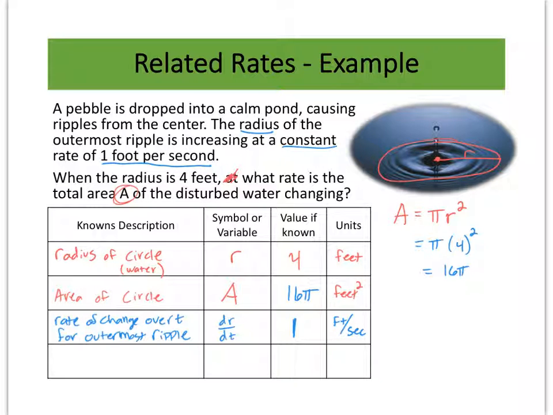And if I'm looking through this problem, when the radius is 4 feet, what is the total area? At what rate is the total area of the disturbed water changing? So, how do I write area as a rate? The change in area over a period of time. And I suppose that would be square feet per second. And that's actually something we're looking for. They're asking us to find that. So it's the change in area over time.